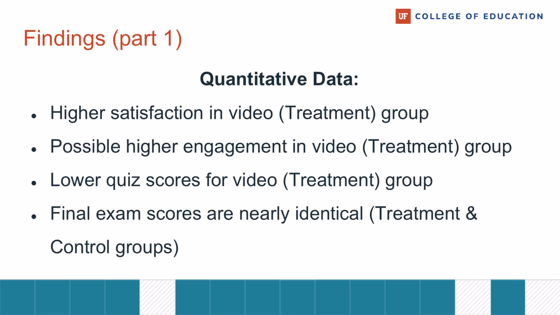Unexpectedly, the control group in my study performed better on module quizzes. The control group average was about 99%, while the treatment group was about 93%. This difference was statistically significant. However, the final exam scores were nearly identical between the groups. Lastly, time spent on quizzes was similar, though the video group completed quizzes slightly faster.